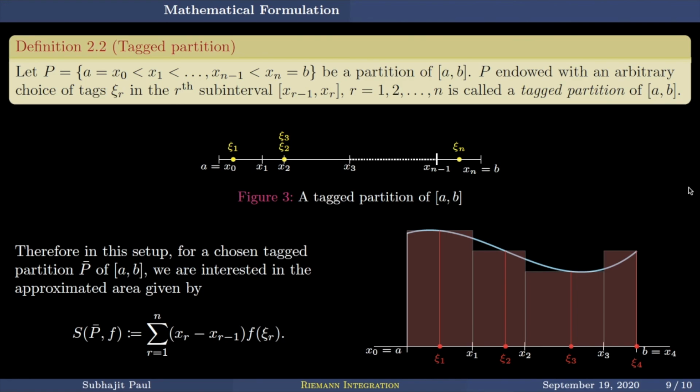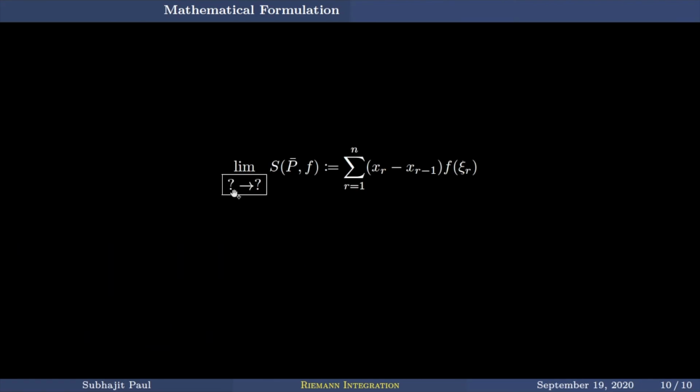Now, can you tell me what next? We are chasing this quantity. How are we chasing this quantity? By making these rectangles slimmer and slimmer, by introducing more points in the partition. So we need to apply a limit on this one. What should that limit be applied on? What is your idea? The distance should tend to 0.